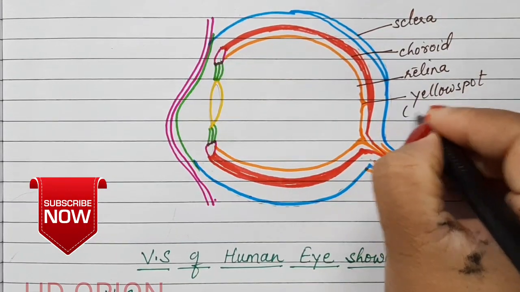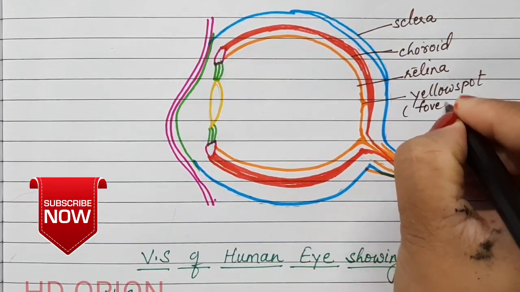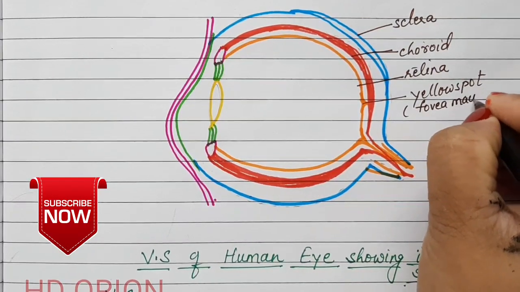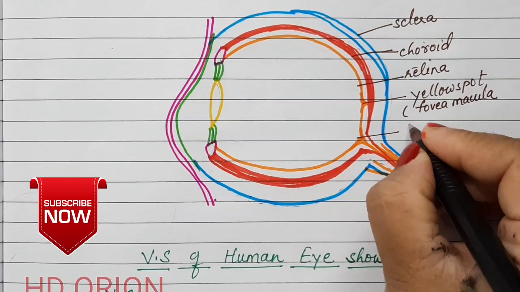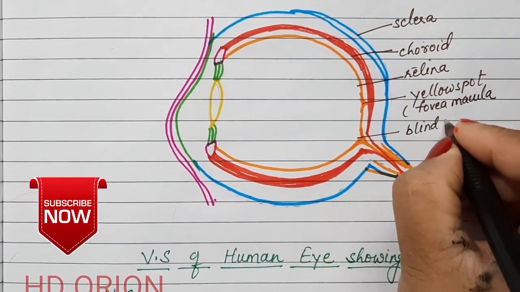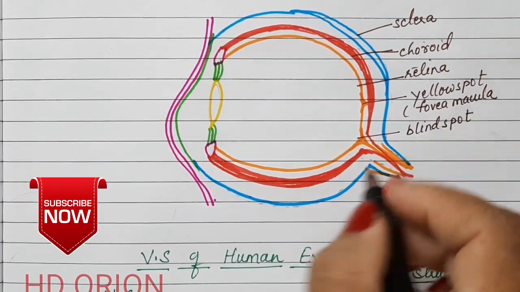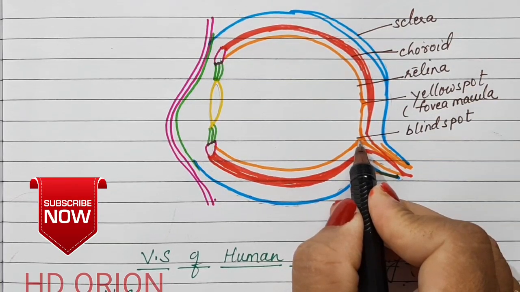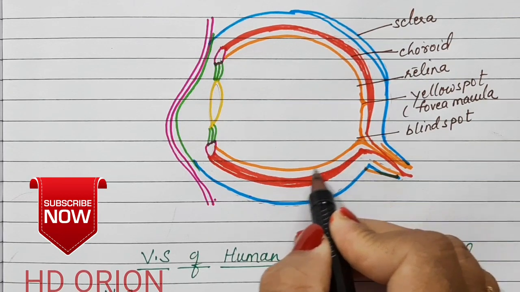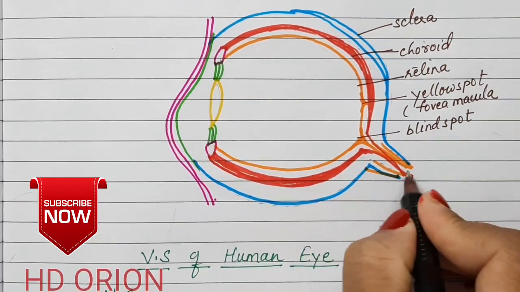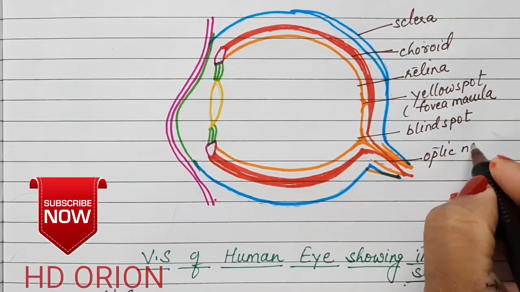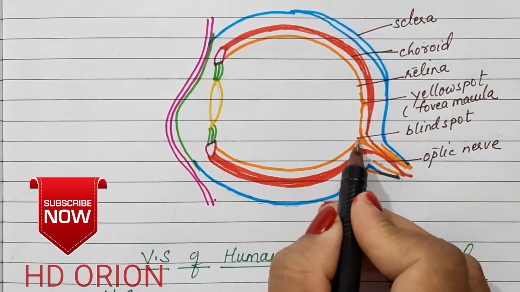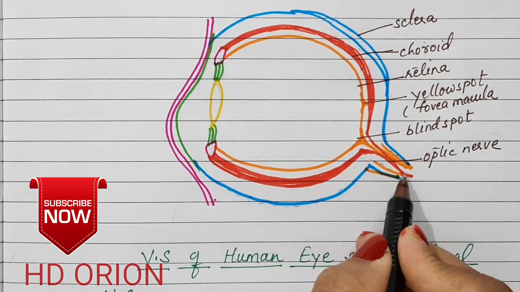The yellow spot is also called fovea macula. And this place is another depression. This is the blind spot. It is called the blind spot because there are no rods and cones present here. The rods and cones are the photosensitive cells that are present in the retina. This is the origin of the optic nerve. The blind spot is always found where the optic nerve arises.